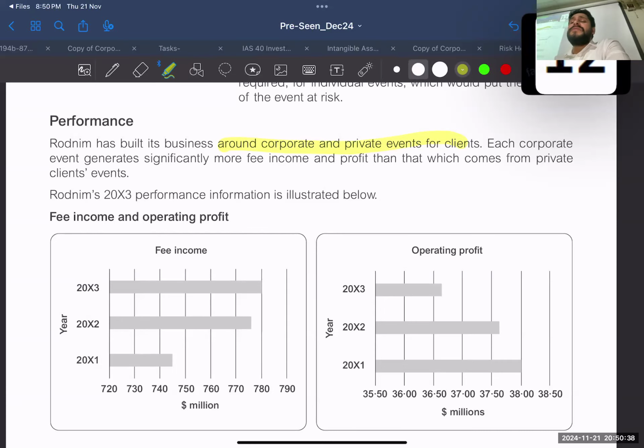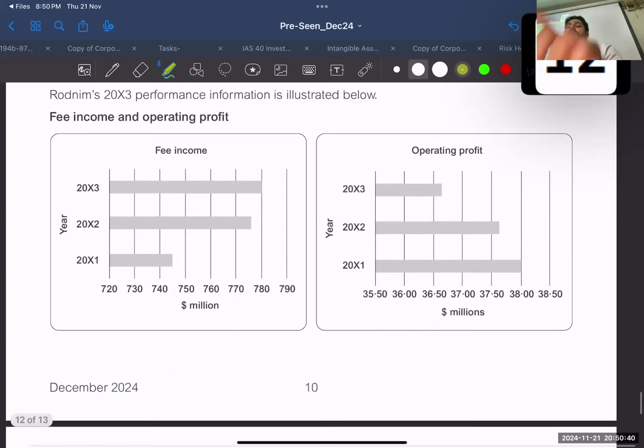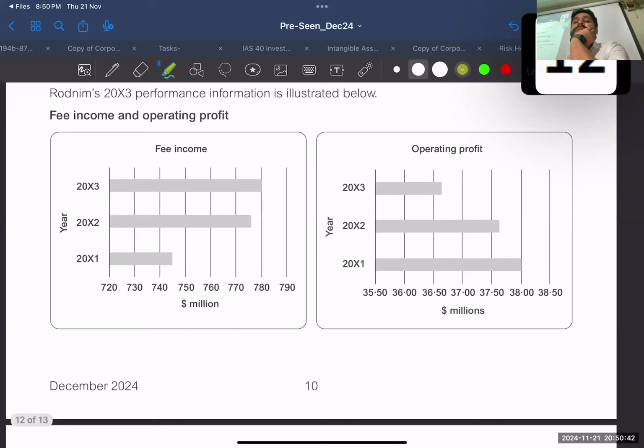Rodnim 20x3 performance includes the following. So you can see the fee income has increased to 780 million from 20x1 to 20x3. First, we were at 745 million, and now we have reached an actual fee of 780 million. So we have substantially increased the fee. However, the operating profits are decreasing. So what could have been the impact?